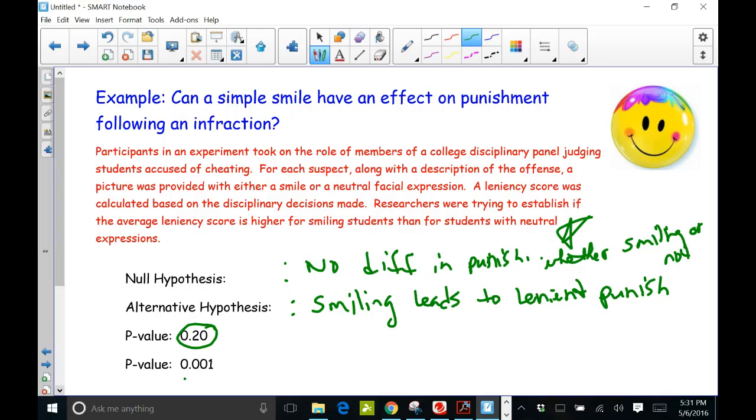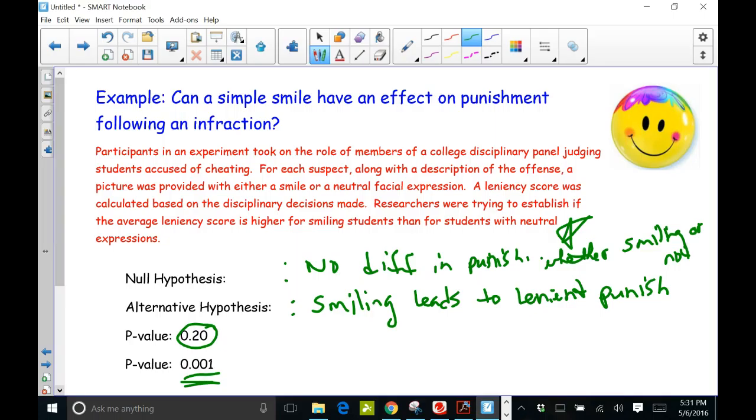Now let's just say that the p-value is 0.001, which is very low. Now I'm saying, given the null is true, and there's no difference in punishment whether you're smiling or not, we would see the results from this experiment, or something that unusual, like 1 in 1,000 times. It's really unlikely that we would see those results if the null is true. So we reject the null, say it's not true, and we can say that probably, because this is an experiment, smiling leads to more lenient punishment.